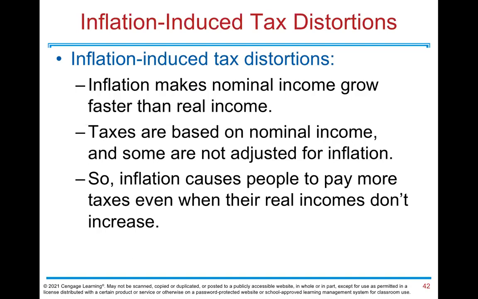Since we don't tax people based on the real income, inflation causes people to pay more in taxes even when the real income doesn't change. The idea here is that because we're taxing people on their nominal income, and sometimes nominal income grows faster than real income, there are larger changes. It becomes more difficult to figure out how much people are paying in taxes. Are they paying more? Are they paying less? And it just creates more of a distortion when it comes to taxes.